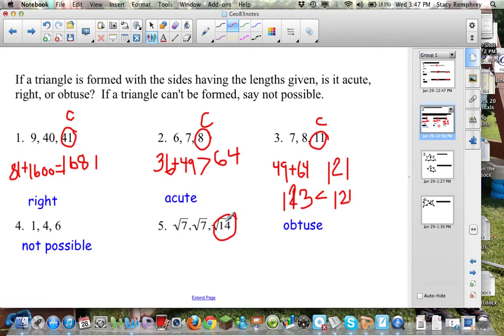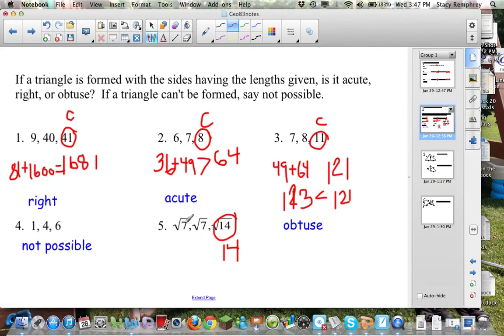You can do it on your calculator too. And this number is a number between 3 and 4. I can see it's close to the square root of 16, which is 4. So that's my longest.